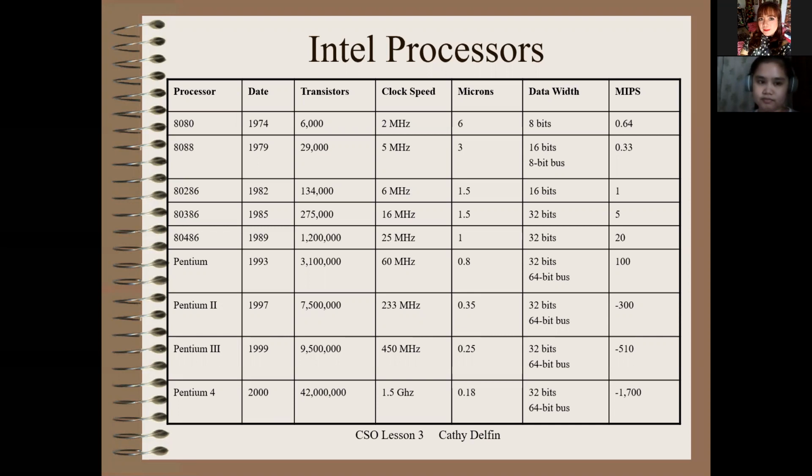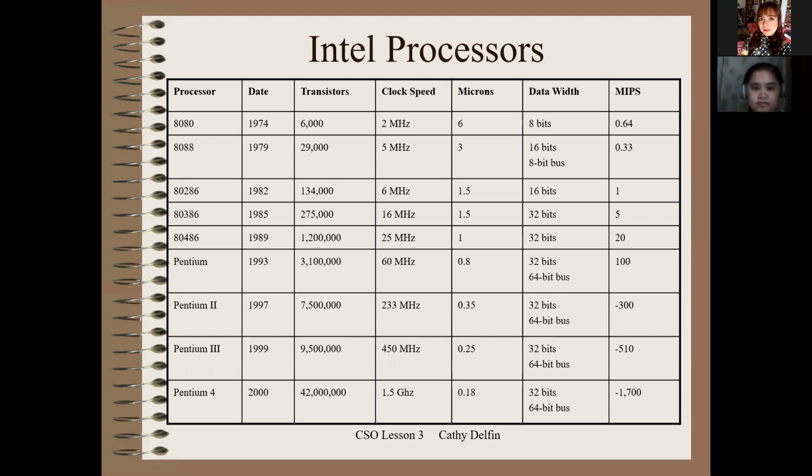80286 in 1982. So we had a bit of I/O, input and output devices, so more characters. And then 80386 in 1985. So 32 bits na. And then 80486, 32 bits in 1989.